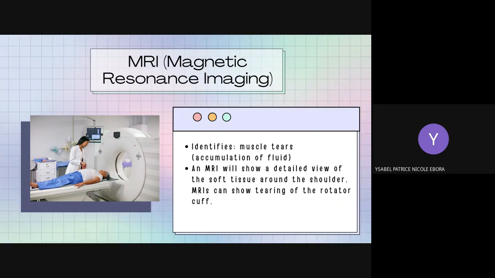Lastly, for MRI or magnetic resonance imaging, this test will show a detailed view of the soft tissue around the shoulder and it can see the tearing of the rotator cuff that is indicated by accumulation of fluid around the area, thus identifying muscle tear cases. Next slide.